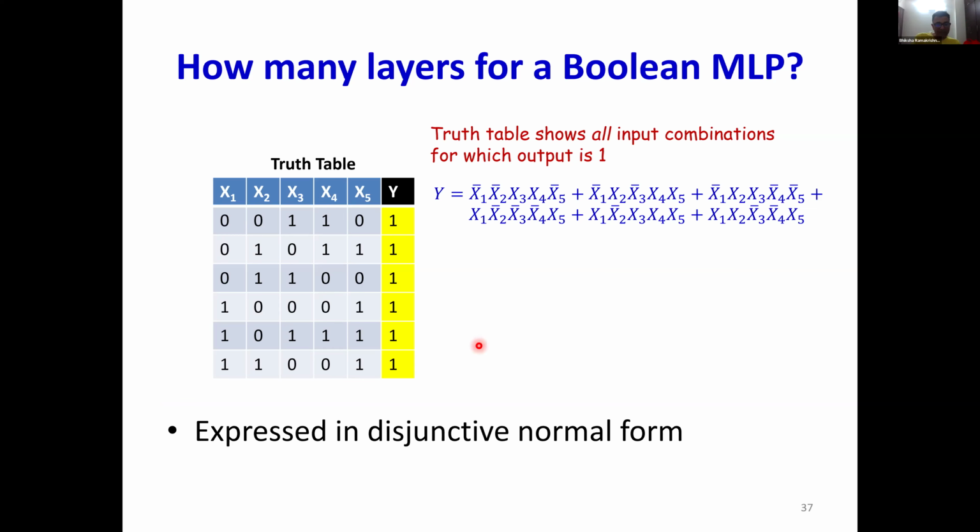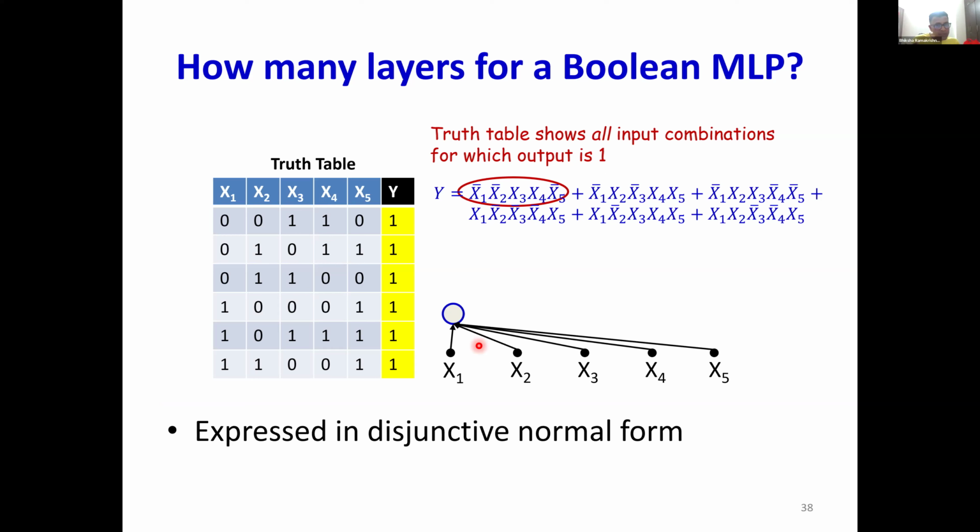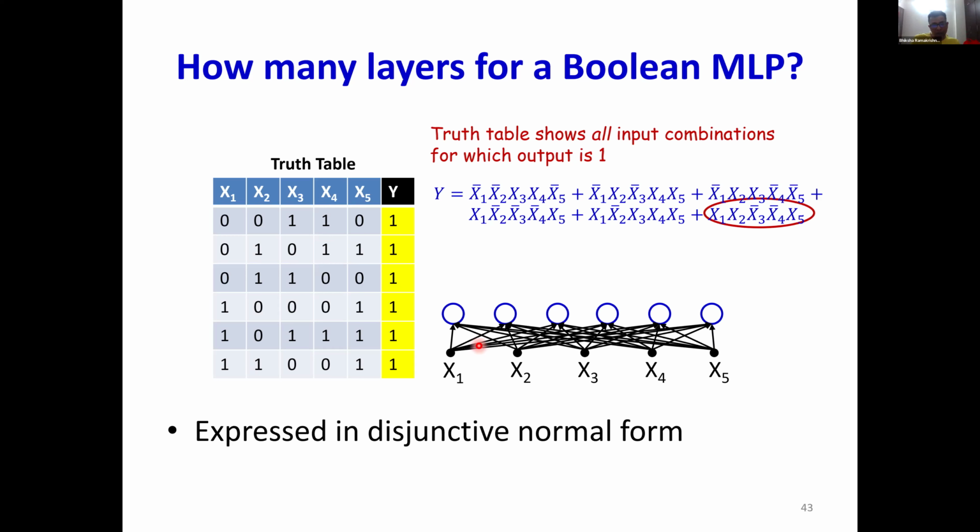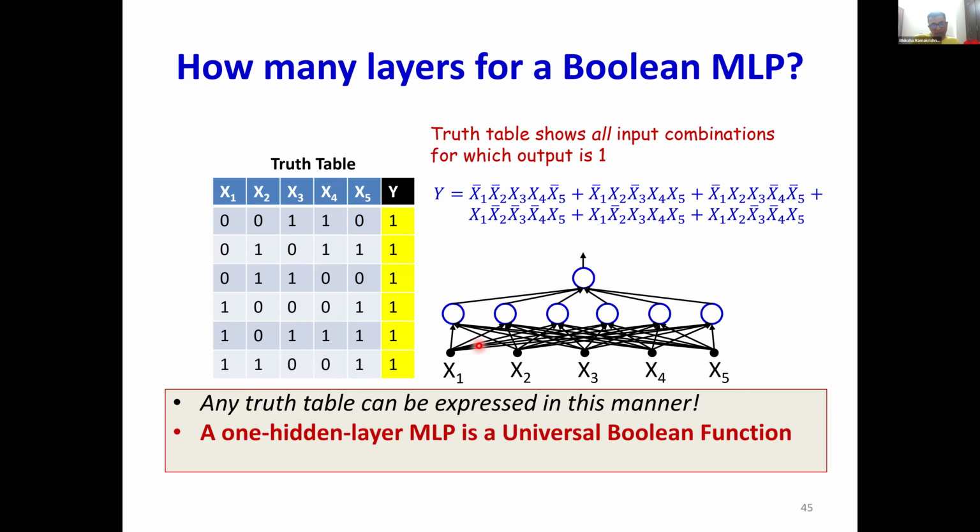Now, once I can write it in this manner, here's what I can do. Because the perceptron is a universal AND gate, I can have one perceptron for the first clause, one for the second, one for the third, one for the fourth, one for the fifth, one for the sixth, and OR them all, and I get an MLP that computes this function. And because any function can be represented as a truth table, and because any truth table can be expressed as a DNF formula, I can compose a one hidden layer MLP to compute the function. So a one hidden layer MLP is a universal Boolean function, right?